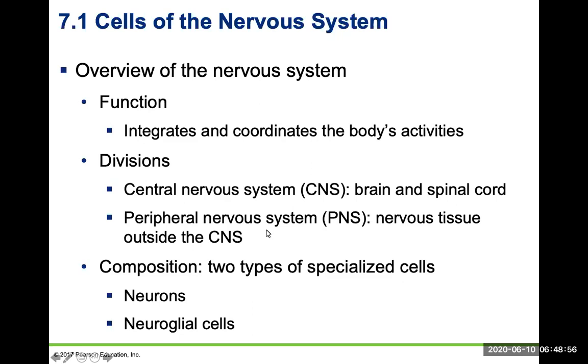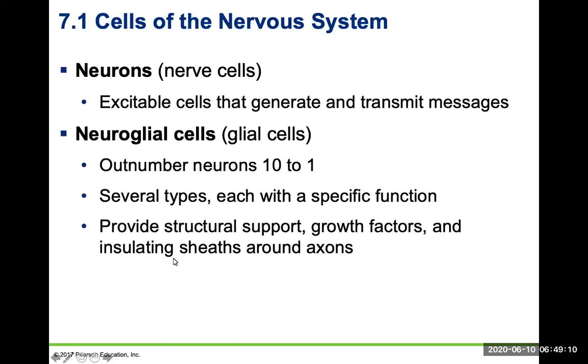There's two types of specialized cells in the nervous system. We have neurons and neuroglial cells. The neurons are nerve cells. They make up the majority of these specialized cells, and the neuroglial cells just work to support those neurons. So neurons are excitable cells that generate and transmit messages from the brain to the spinal cord to some sort of target cell in your body.